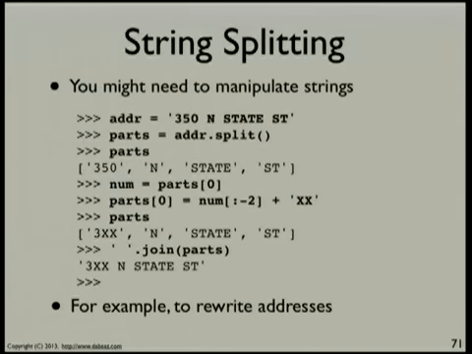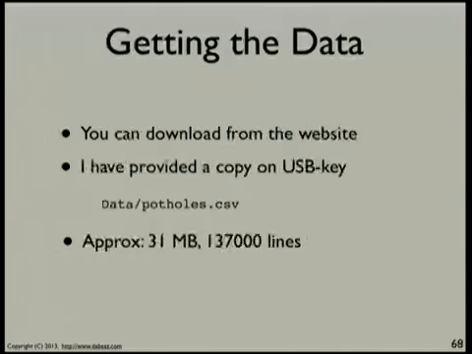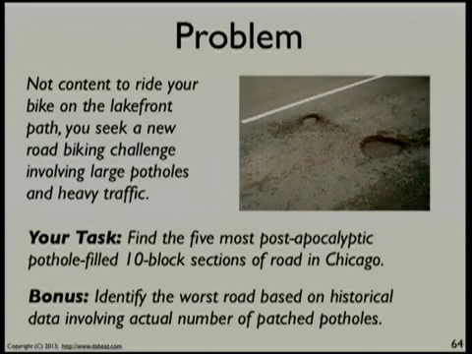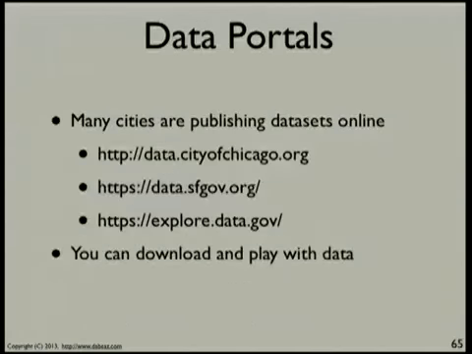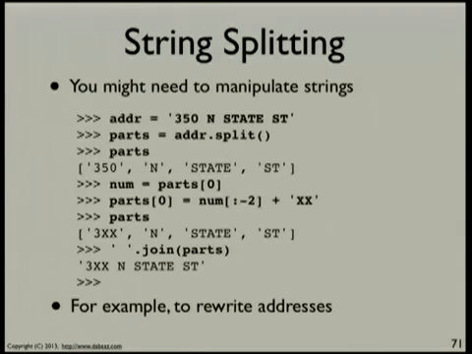And then in addition to this, you might have to do some things with strings. If you go back to the problem statement, I wanted you to find the most pothole-filled 10-block section of road. I don't want to ride my bike on one block. That's not extreme enough, right? I need a 1 mile stretch, or a big stretch of road. So you're going to have to do a little bit of hacking of street addresses to figure that out.